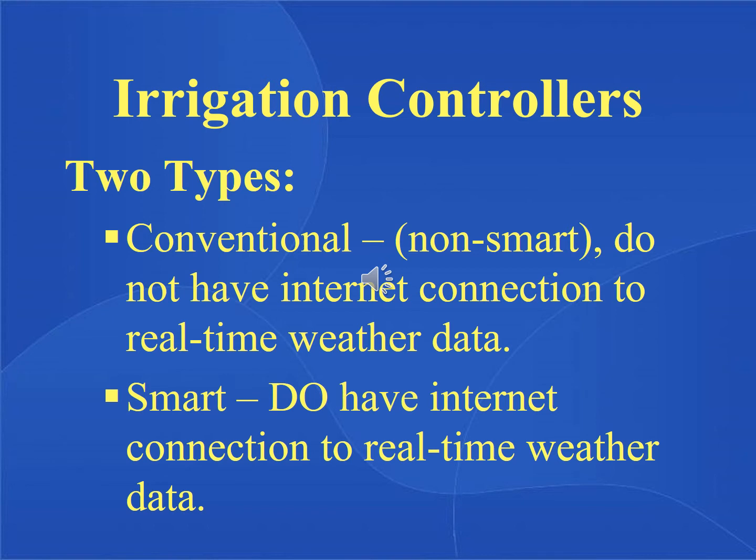There's a conventional one, the non-smart, that don't have internet connectivity or any kind of weather connectivity, so they're not taking internet data from the weather stations to adjust their scheduling, and they also don't have any kind of rain sensor or soil moisture sensor or anything. You just set them for the time you want to, and that's when they go on and off. It's not adjusting at all unless you go out there and manually adjust it. Smart controllers do have internet connectivity to real-time weather data and or some types of attachments like a rain sensor or soil moisture sensor that can adjust for the weather and environmental conditions.